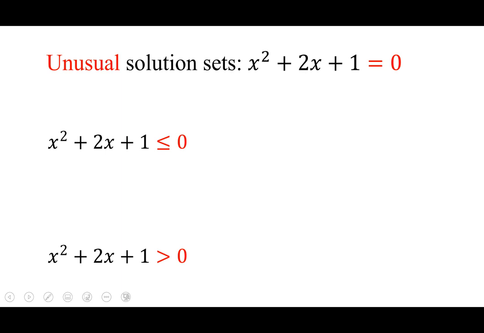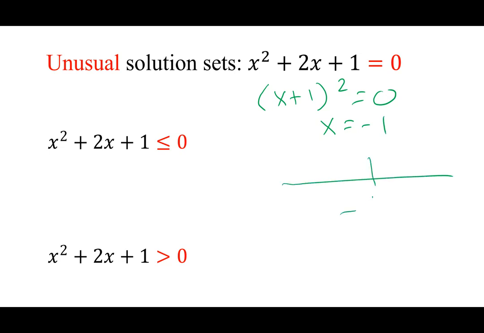Let's say you had x squared plus 2x plus 1 equals 0. If you were to factor this, you would get (x plus 1) squared, which would give you a critical value of negative 1. If you were to set up your number line with negative 1, because it's (x plus 1) squared, no matter what you plug in, you're always going to get back positives. So if you get back positives on both sides, how would that help you answer the question of where is the graph less than or equal to 0?